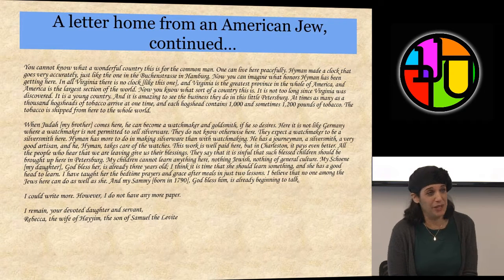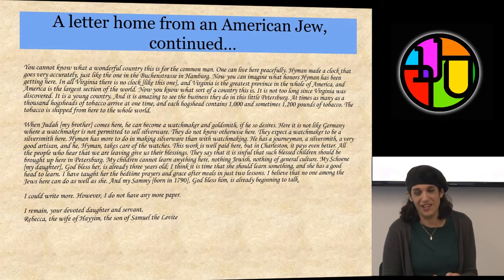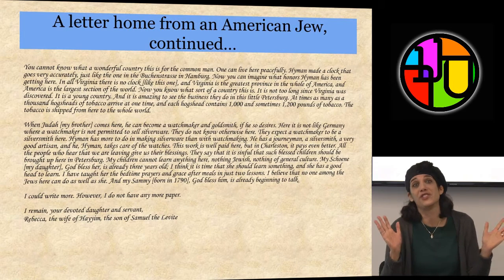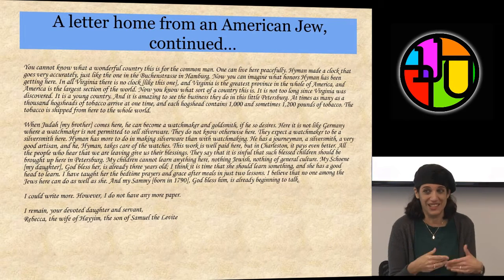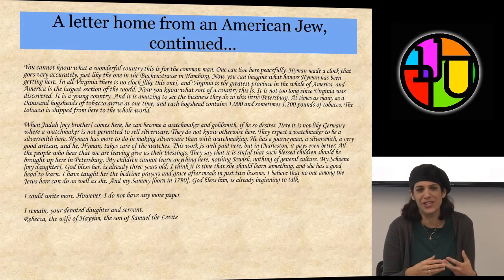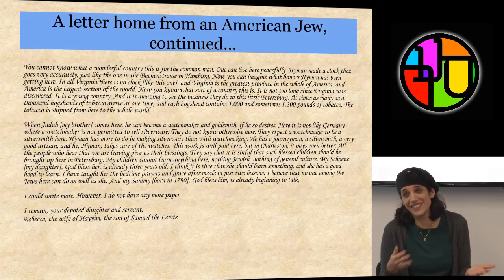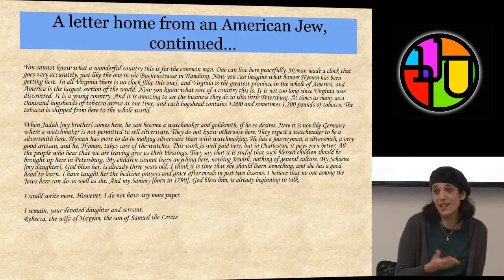Nonetheless, she can't stay in this Petersburg. She's going to go to Charleston. Why? Charleston's so great. Charleston has 300 Jews. And as you're going to hear in a little bit, when you hear about what the Jewish life was like in Charleston, you're going to say, really? Like that was such an upgrade? But it was an upgrade from this.